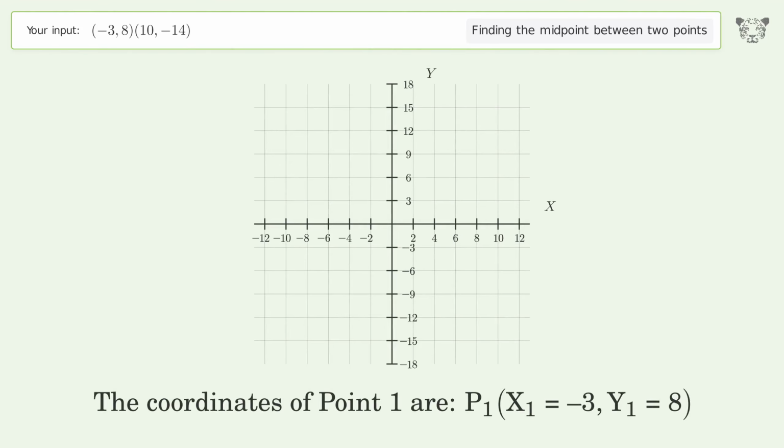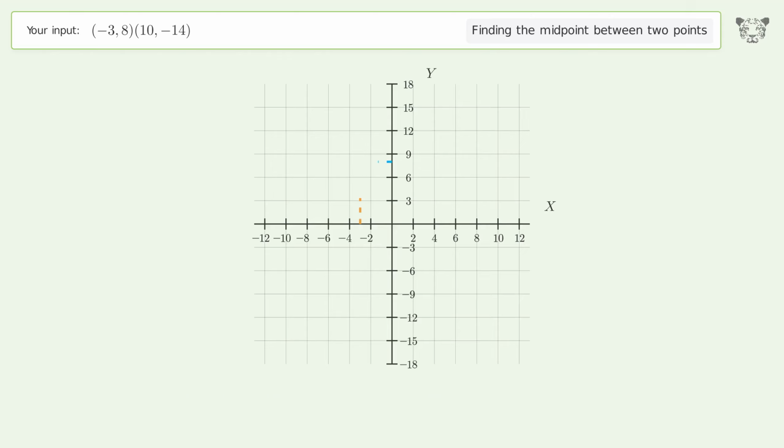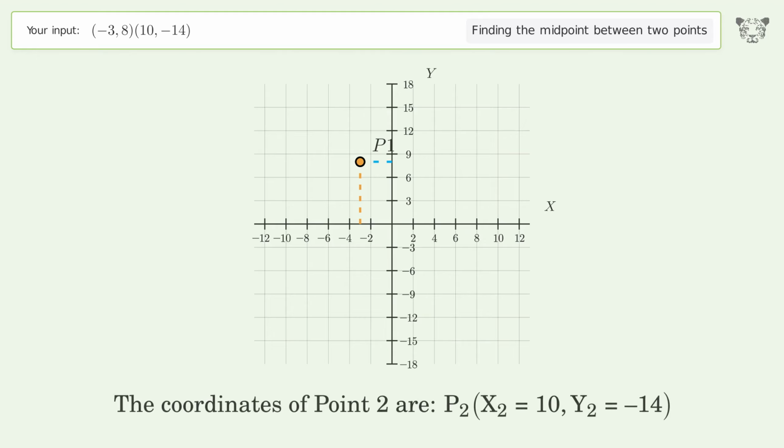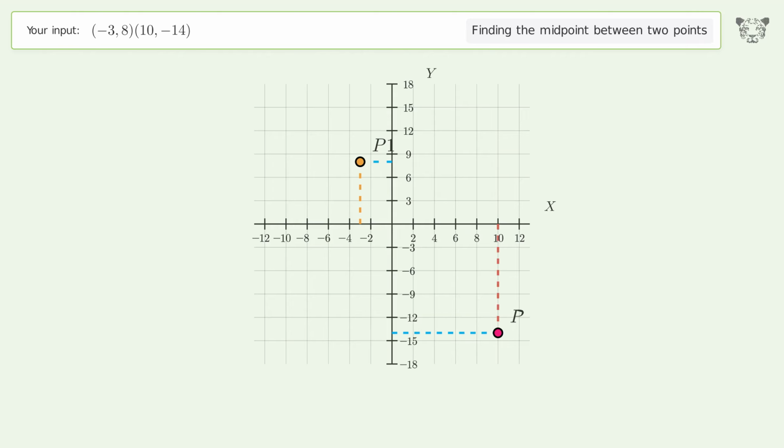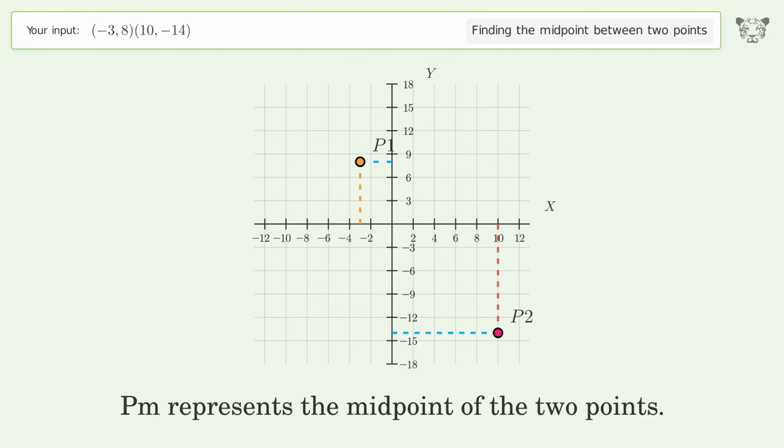The coordinates of point 1 are x1 equals -3, y1 equals 8. The coordinates of point 2 are x2 equals 10, y2 equals -14. PM represents the midpoint of the 2 points.